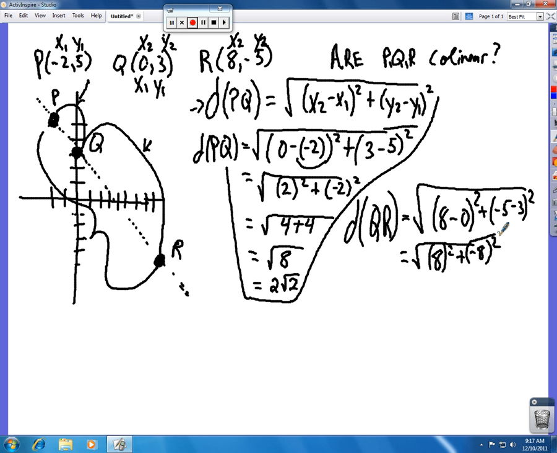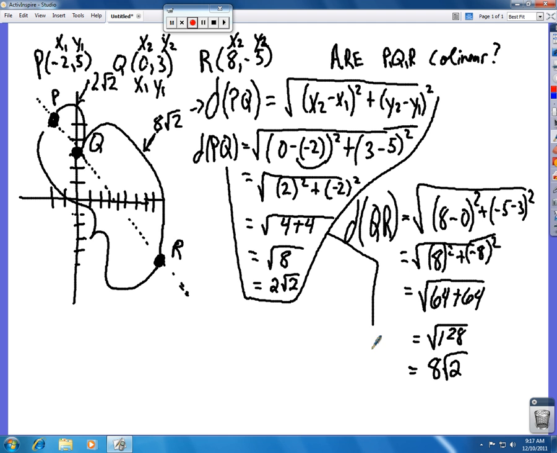Sorry, this pen's kind of not really writing where I'm pointing it, so I apologize about that. 64 plus 64, and that is equal to 128. Let's see here. 128, that's going to break down to 64 and 2, so that'll be 8 root 2. So again, that's this distance here. So it's 8 root 2, 2 root 2.